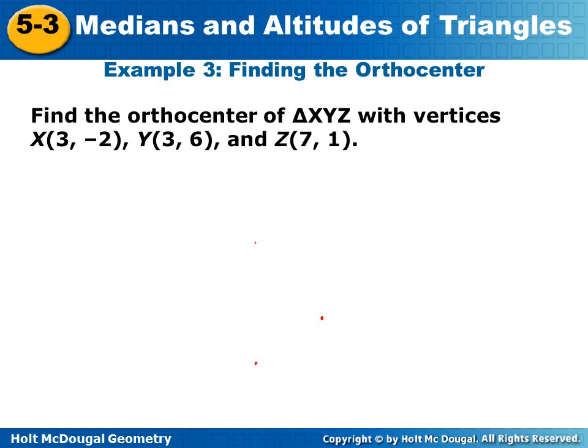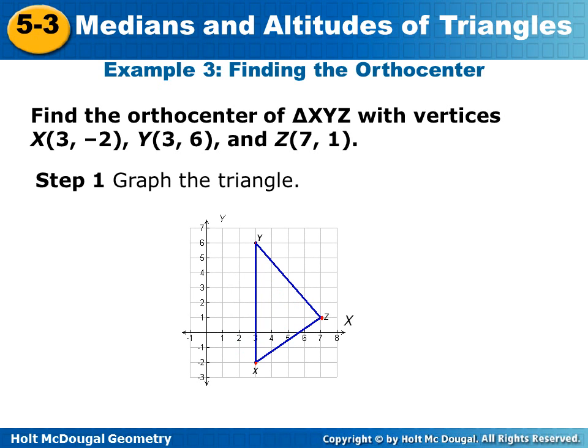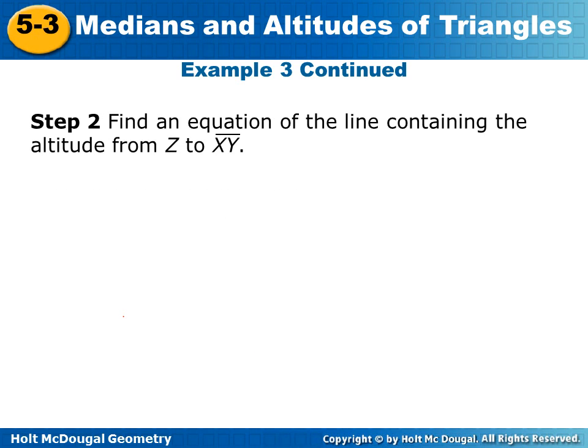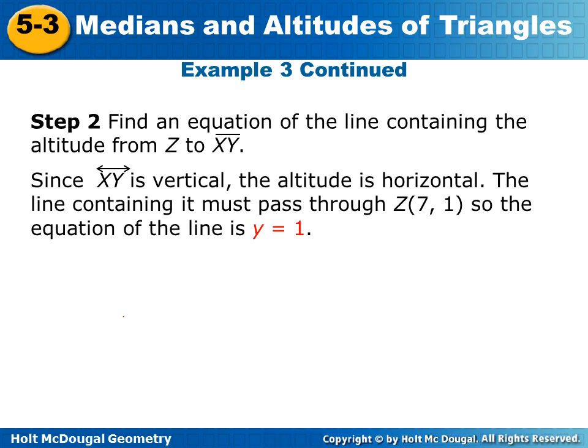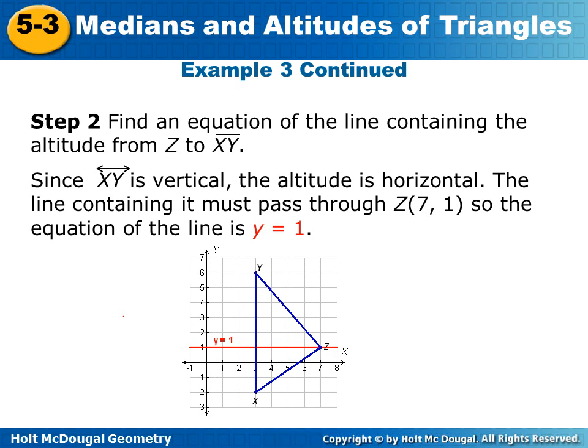Here we want to find the orthocenter of XYZ with vertices (3, -2), (3, 6), and (7, 1). So first thing we do is graph our triangle. Now we want to find an equation of the line containing the altitude from Z to XY. Since XY is vertical, the altitude is horizontal. The line containing it must pass through Z (7, 1), so the equation of the line is y equals 1. So we see here we have a perpendicular that goes through Z, and it's the line y is equal to 1. And this one was easy to find because it makes that nice right angle with the graph. It's right in line with the graph because we had a vertical line.